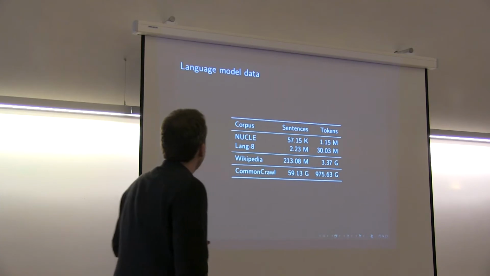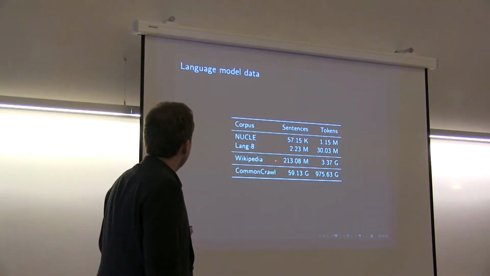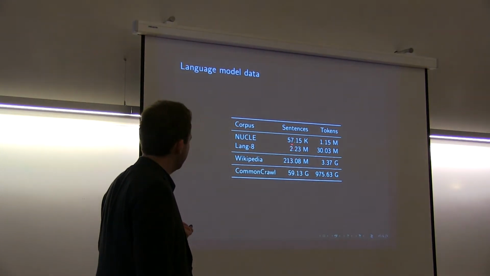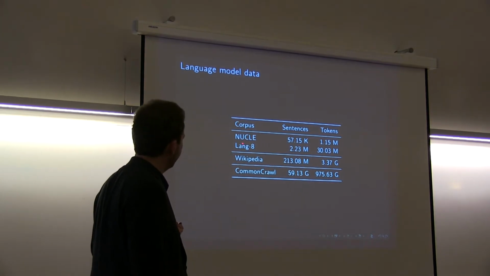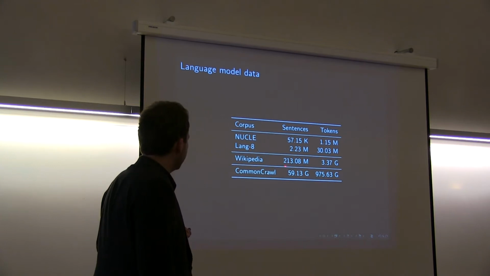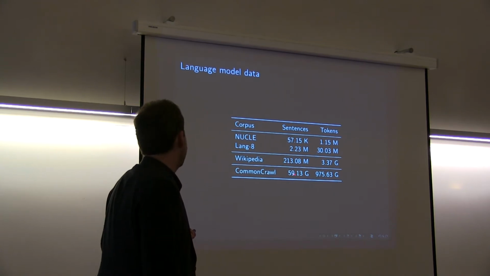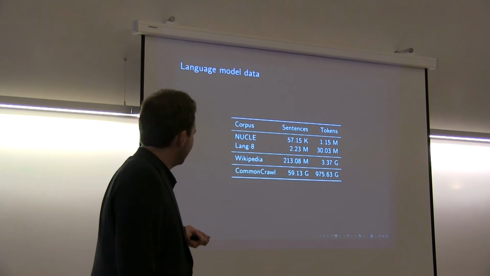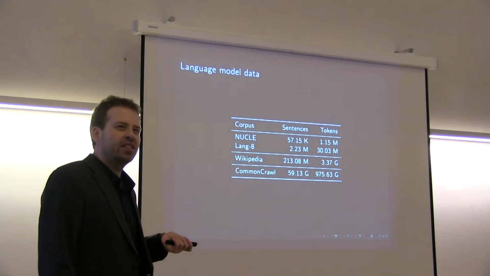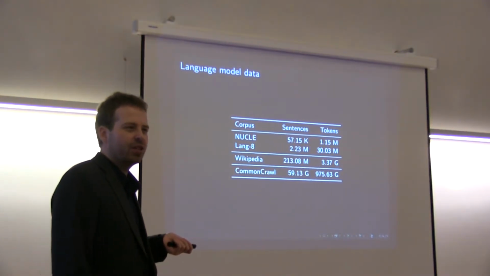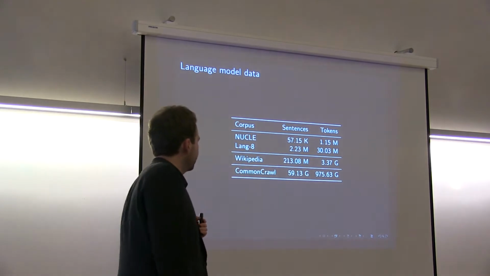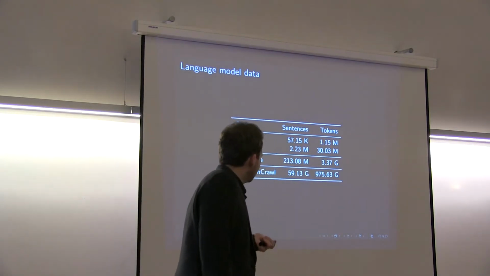The language model data that we have and that we try to use is NUCLE again with around 50,000 sentences, then around 2.5 million sentences from the officially available Lang8 data, 200 million from Wikipedia, and 60 gazillion from Common Crawl, which is, I think, some 4 terabytes of compressed text data when it was available for download. And this is cleaned text, so no HTML or anything. Cleaned, deduplicated text. 4 terabytes of compressed data. But it's really useful.